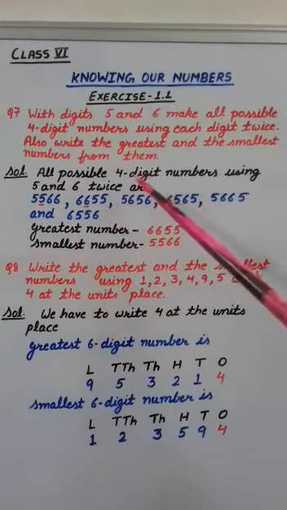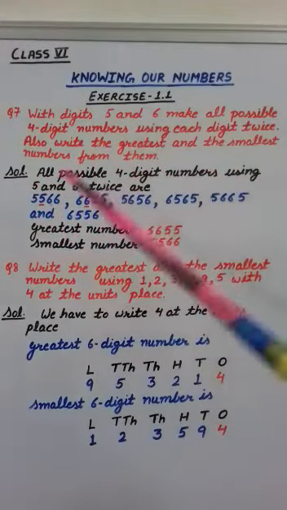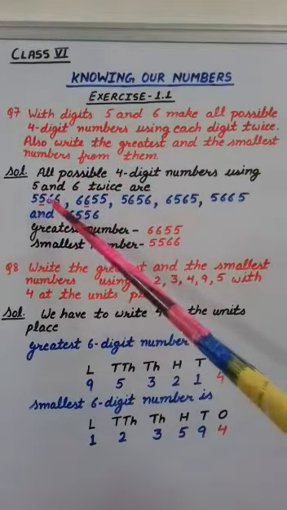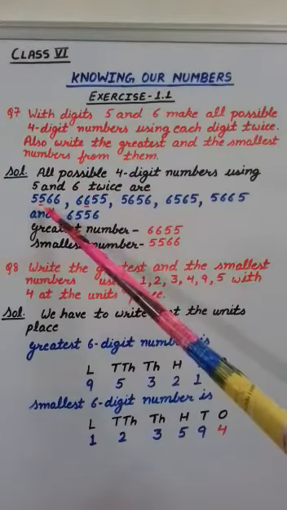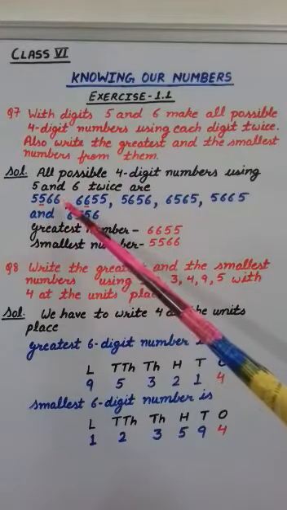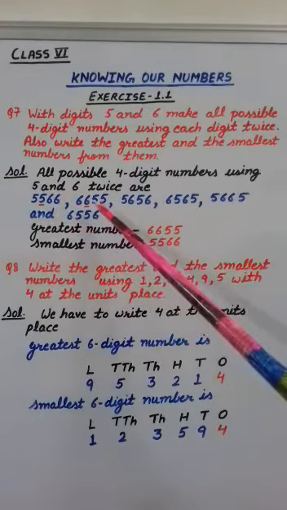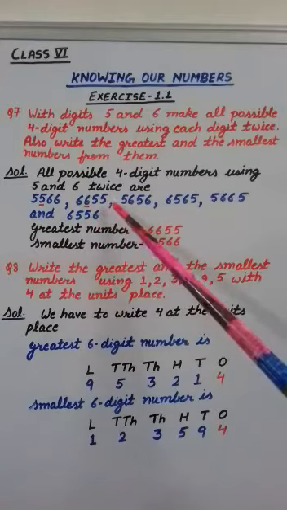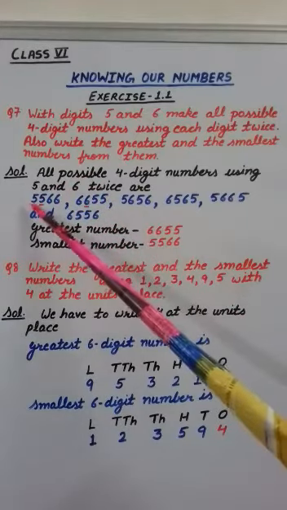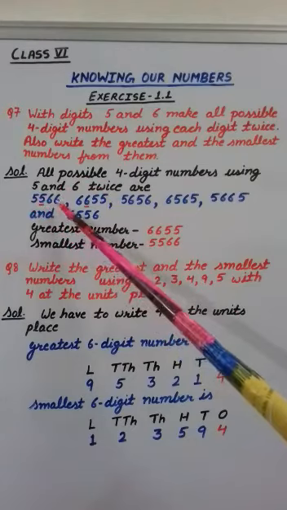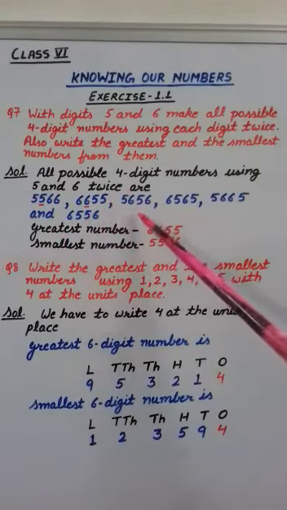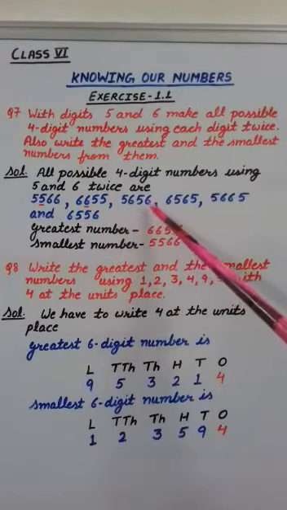All possible 4-digit numbers using 5 and 6 twice. They are, first one, I have repeated 5 here first 2 times and then 6 I have repeated 2 times. In the next one, 6 I have taken first 2 times and then 5 I have taken 2 times. So the numbers are 5,566 and 6,655.